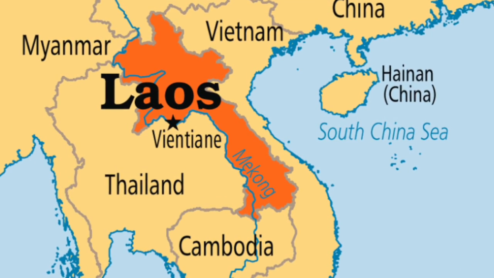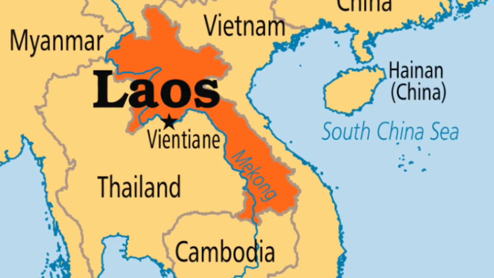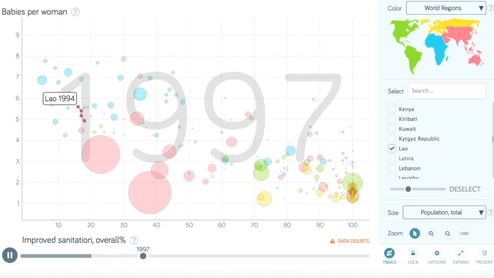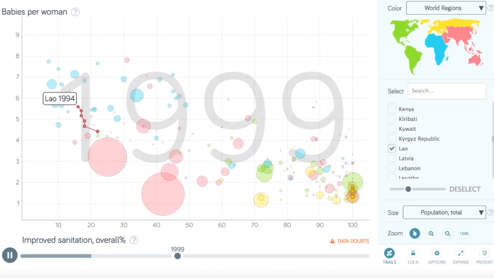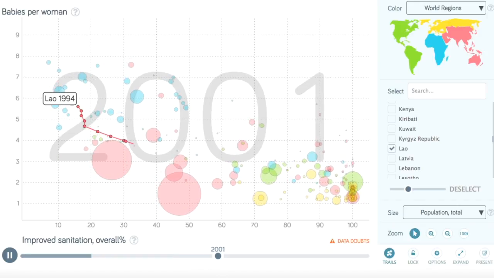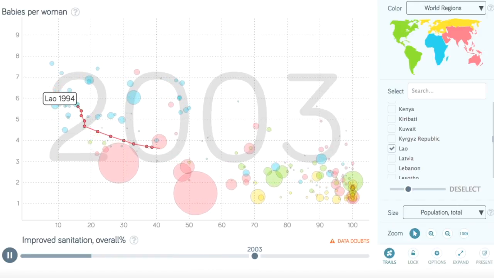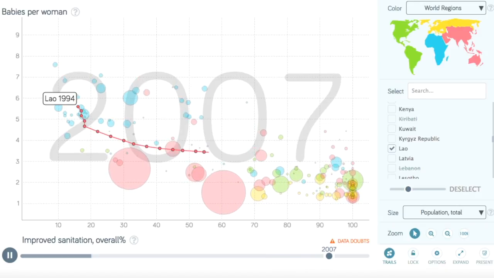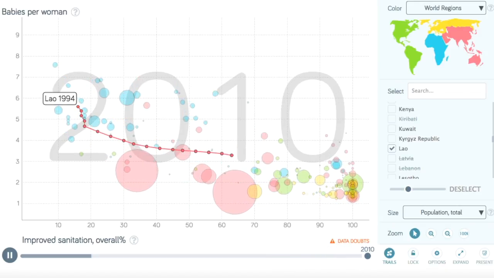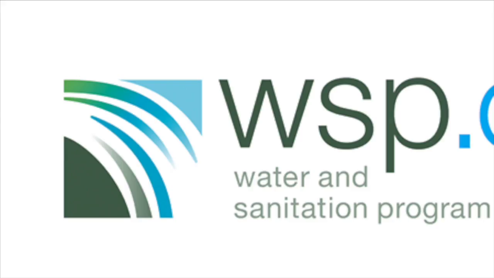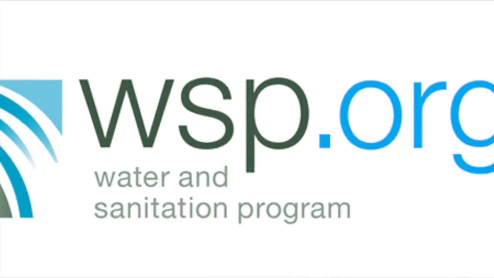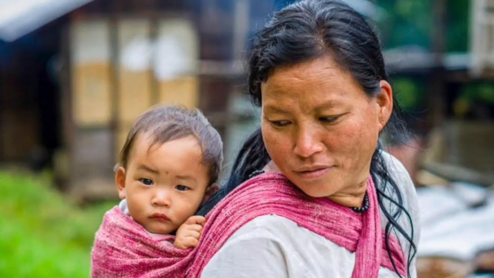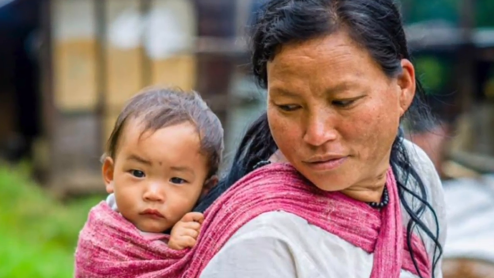Laos had a large improvement in sanitation and decrease in fertility. Fertility in 1994 was 5.6, but decreased to 3.9 in 2010, partially due to improvements in sanitation, which increased from 16% in 1990 to 63% in 2010. This increase was an effect of the World Bank's Water and Sanitation Program in East Asia and the Pacific, which led to the Economics of Sanitation Initiative.